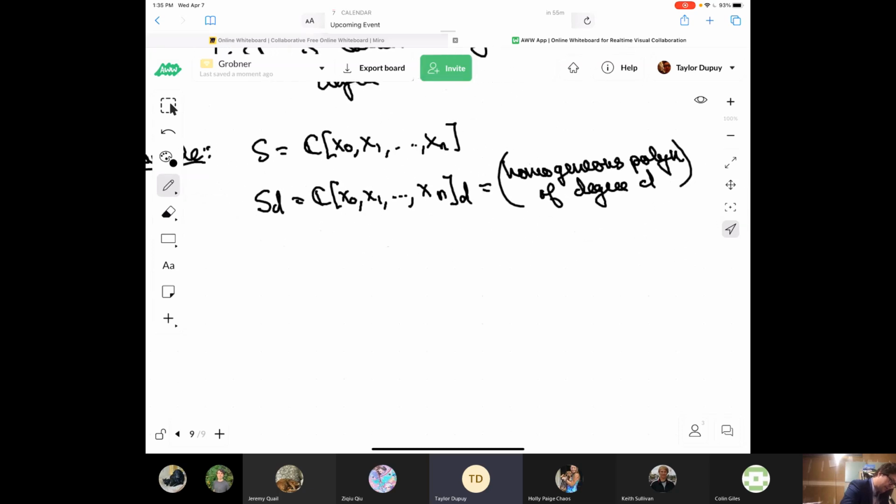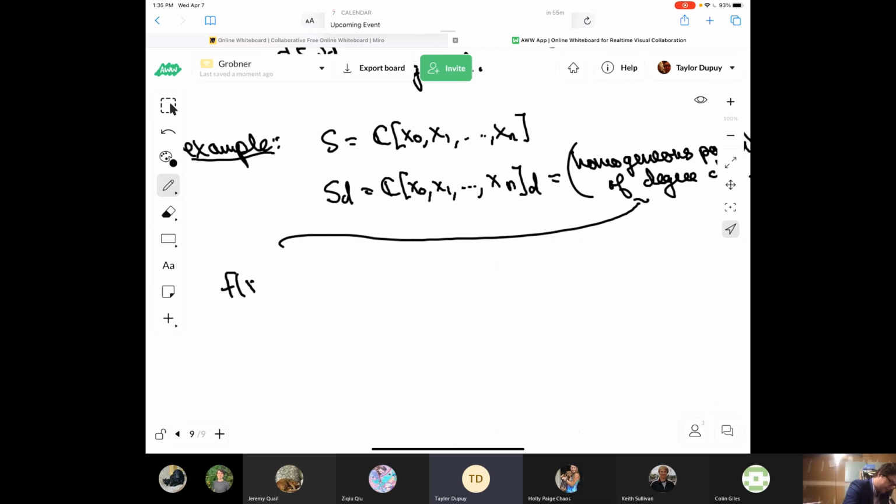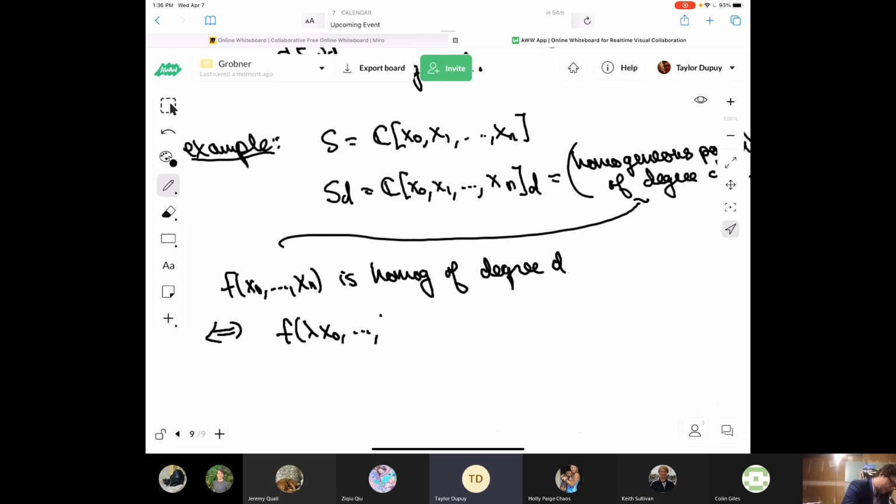Okay, and so let me say what this is. f(x0, ..., xn) is homogeneous of degree d if and only if we have this expression. Okay, so that's what a homogeneous polynomial of degree d is.